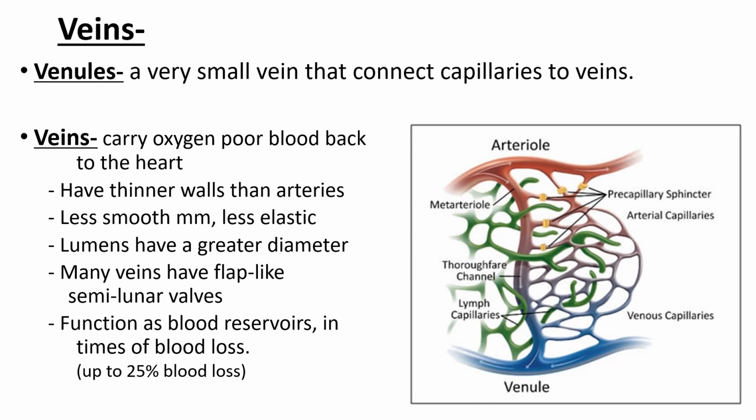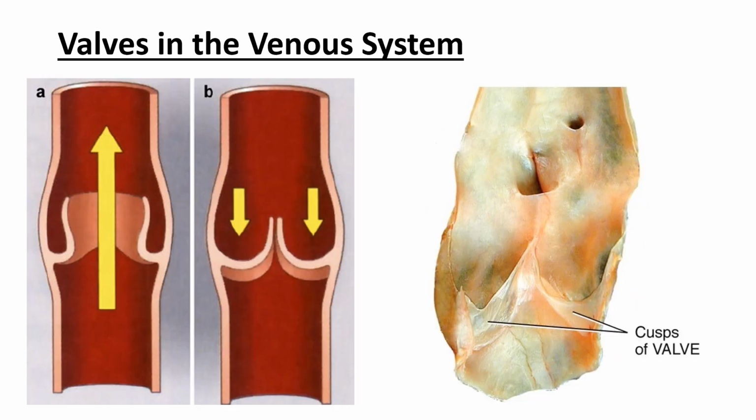And our veins function as blood reservoirs in times of blood loss. So we can lose up to 25% of our blood and still be okay, because our veins can vasoconstrict, get smaller, and then we're still able to keep that closed circuit of blood, hopefully if we get wherever we're bleeding from, patched up. So just some pictures to kind of show you how the valves work in our venous system.